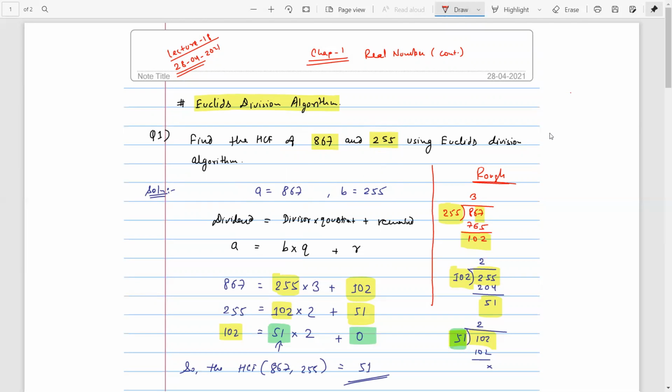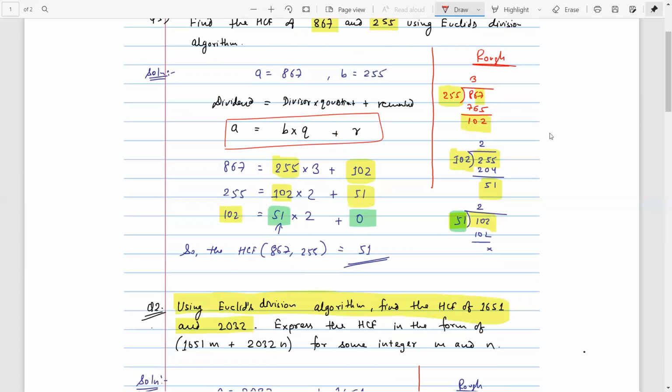And then let's write the Euclid's division lemma form. The bigger number is 867, so I have started from here. Do the division first: divide 867 by 255, the number B. Once you do the division, I got a quotient of 3 and a remainder of 102. So write it in the division algorithm form, or Euclid's division lemma form, from now on. So 867 can be written as 255 into 3 plus the remainder 102.